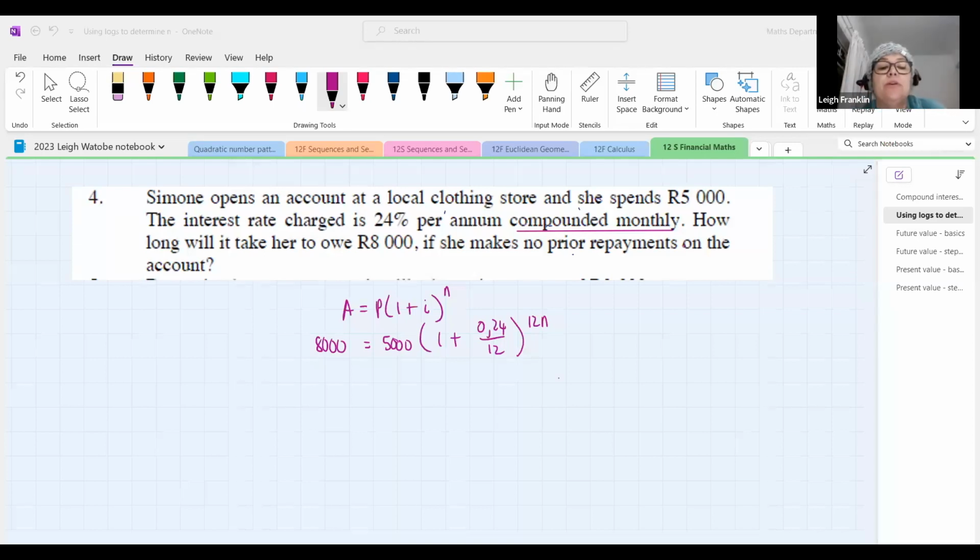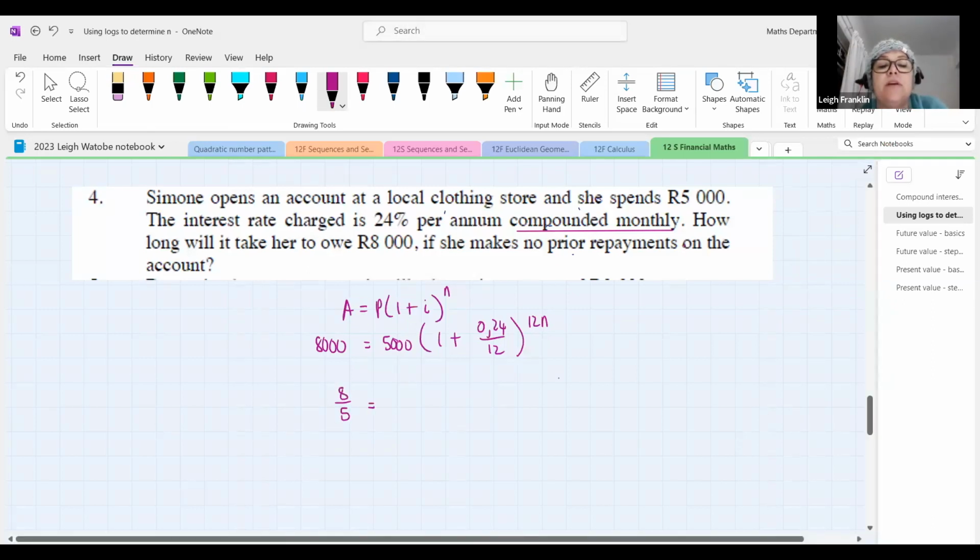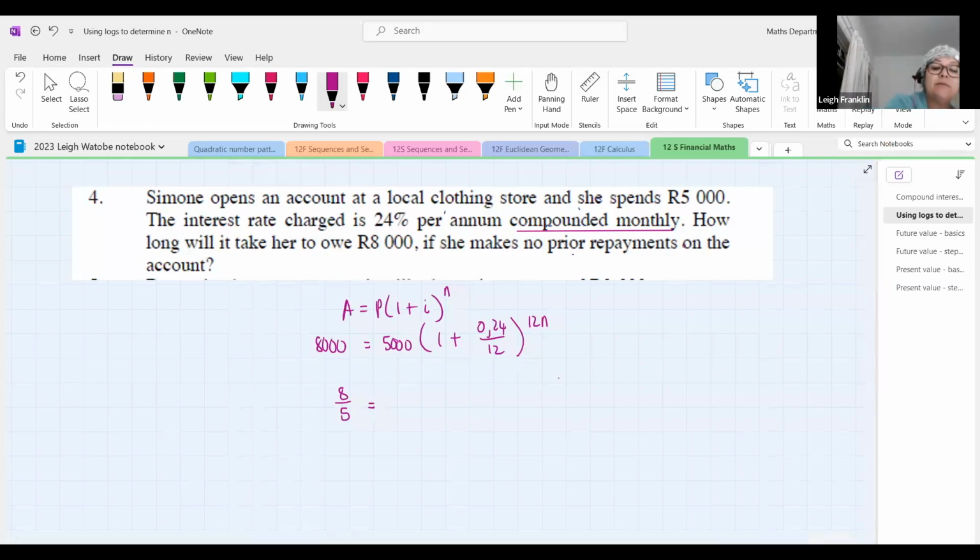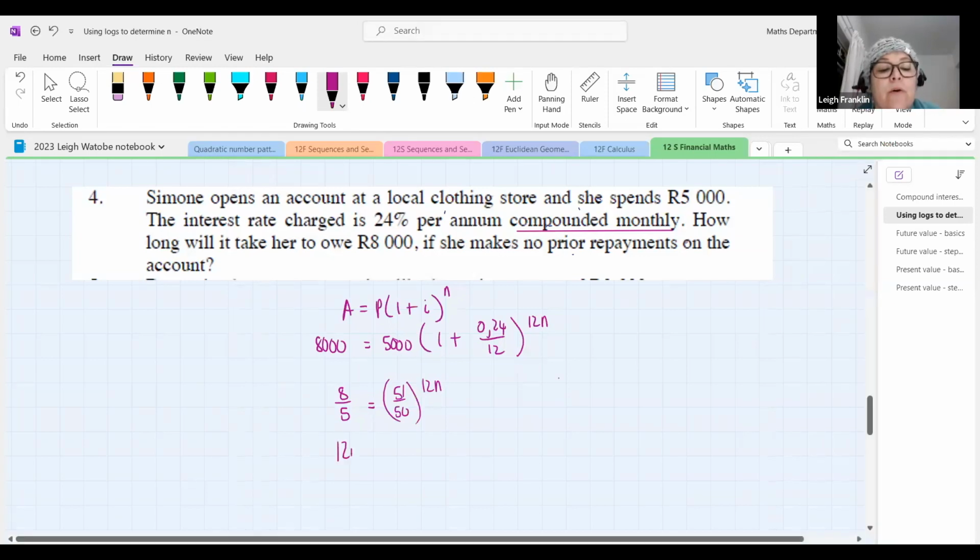Okay, so you're going to divide both sides by 5,000. So you'd end up with 8 over 5 is equal to, and then that base is going to be 51 over 50. Good. Okay, and that's to the 12n. Good. Well done, everybody. Okay, so 12n equals log base number.